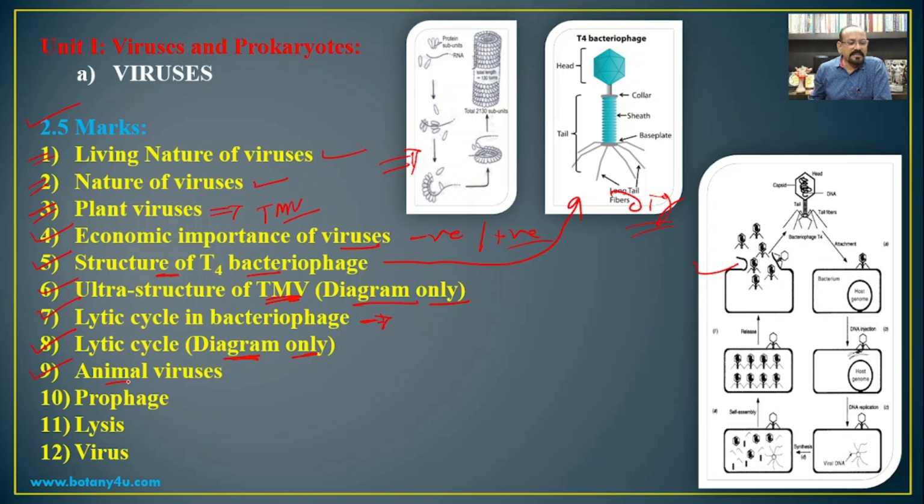Then the 9th one, the animal viruses. We have to provide the account regarding the animal viruses, just like the 3rd question, the plant viruses. Then the 10th one, the prophage. Prophage means the virus genetic material, which may be either DNA or RNA, along with its capsid, the covering which is made up of protein. Then lysis. Lysis is the process in which the bacteriophages digest the bacterial cell to release the assembly in the form of T4 bacteriophages.